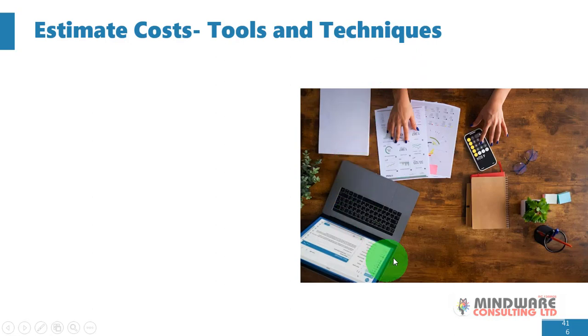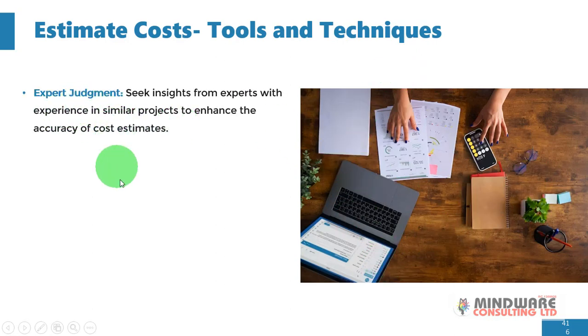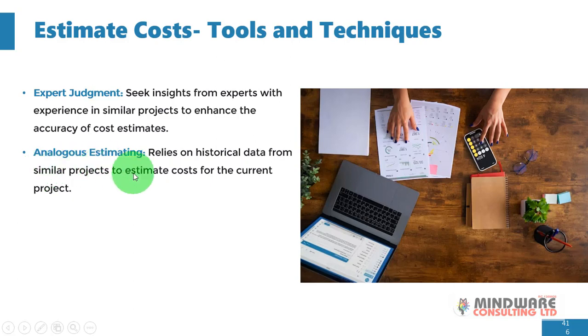So what are the tools and techniques for this process? Expert judgment. Now, of course, you need to seek insights from experts with experience in similar projects to enhance the accuracy of cost estimates. Analogous estimating. Now, this has to do with historical data, right? Projects that have been done in the past that are similar in characteristics to the project on ground, right?